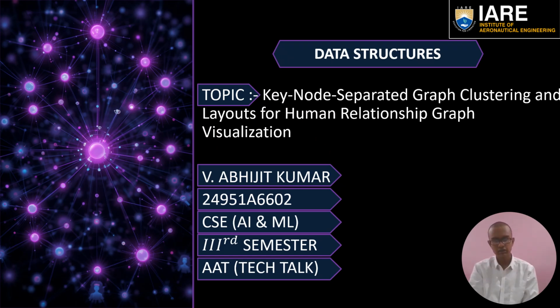I'm studying in CSE AIML, that is Computer Science and Engineering, with a specialization in Artificial Intelligence and Machine Learning. My roll number is 24951A6602. I'm in third semester currently.